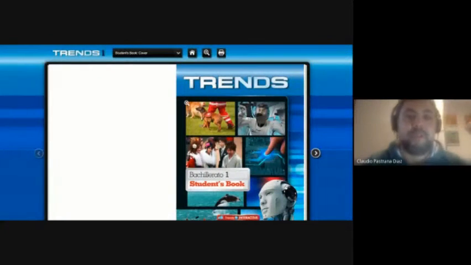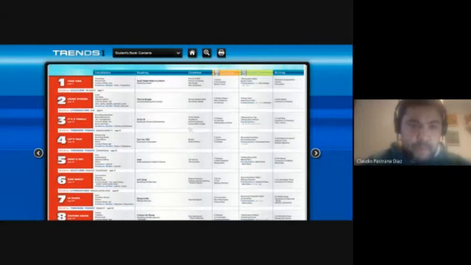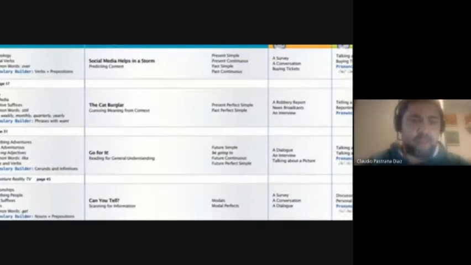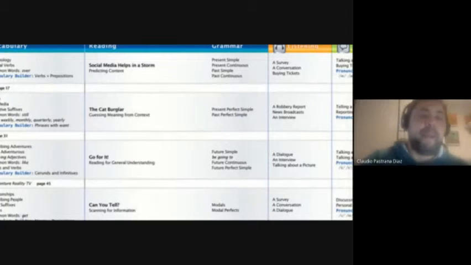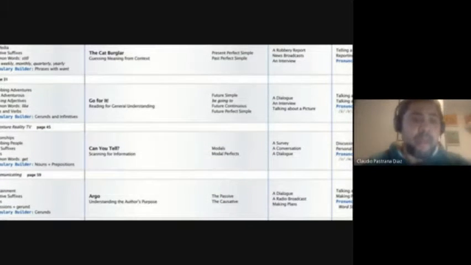So this is the book. This is the cover of the book, Trends, Bachillerato 1, student's book. Let's take a look at the index. If you pay attention, please, to the reading section, we can see that the objectives are predicting content, guessing meaning from context, reading for general understanding, scanning for information. I think that these objectives concur with some of the suggestions presented by Farrell.